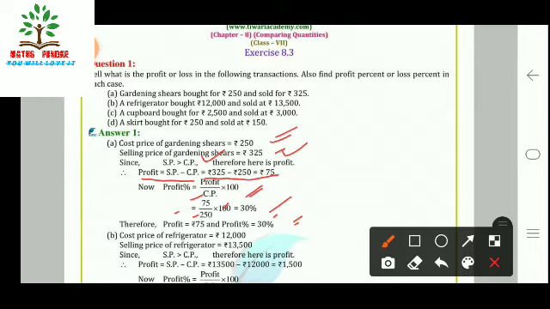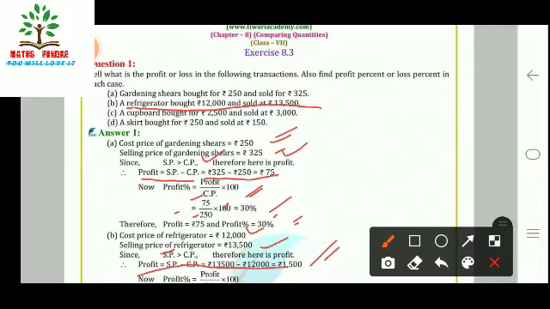that is rupees 75. Then in the second we can see a refrigerator bought for rupees 12,000 and sold at rupees 13,500. So we can see here that the cost price of the refrigerator is 12,000 and the selling price of it is 13,500. Clearly again SP is greater than CP. So SP is greater than CP, it means we have a case of profit.